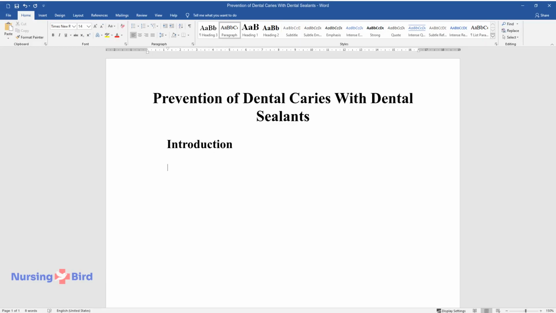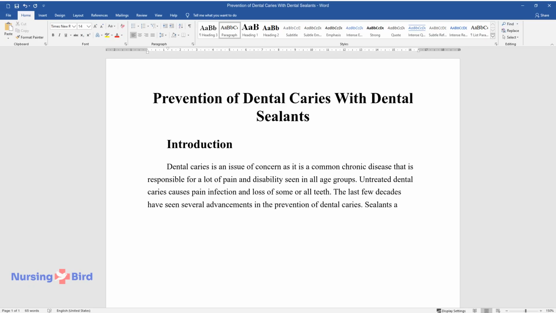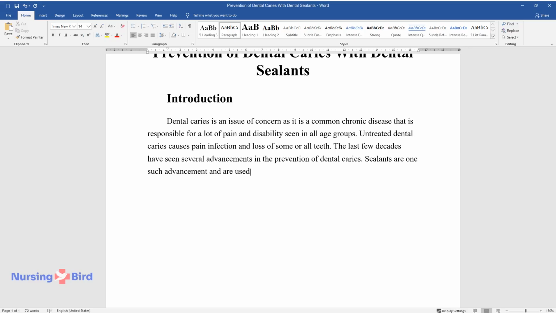Introduction. Dental caries is an issue of concern as it is a common chronic disease that is responsible for a lot of pain and disability seen in all age groups. Untreated dental caries causes pain, infection, and loss of some or all teeth. The last few decades have seen several advancements in the prevention of dental caries. Sealants are one such advancement and are used on teeth as a preventive measure against dental caries.